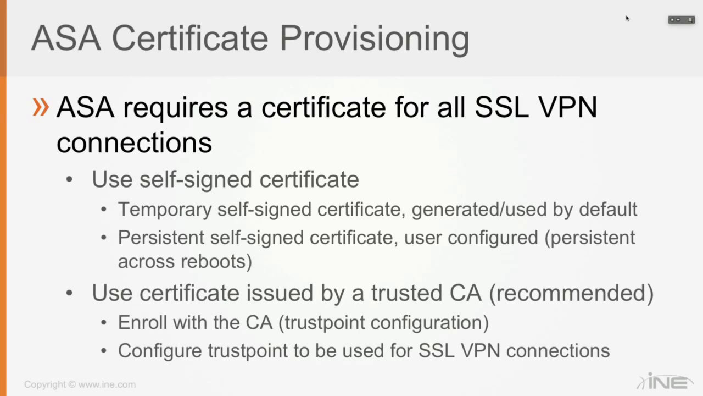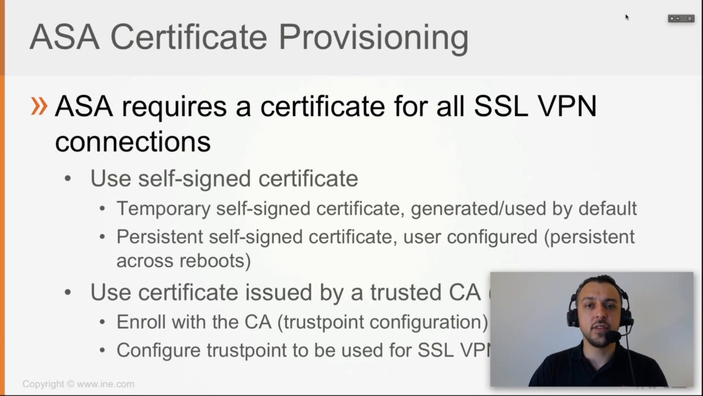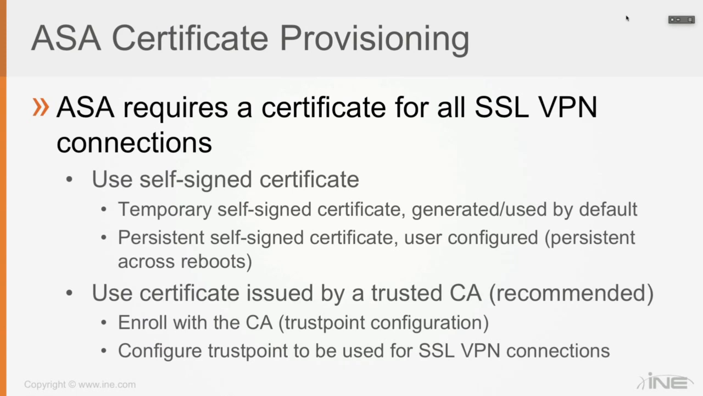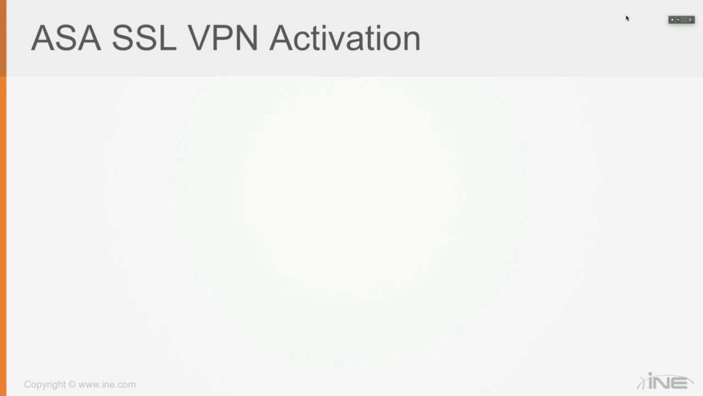So of course, in general, it's not good to use a self-signed certificate. It's recommended to use a certificate on the ASA which is issued by a trusted CA. But if you use the self-signed one, at least use the persistent one so it doesn't change across reboots. Or of course, you can use a certificate issued by a trusted CA, which is recommended, which means we have to enroll with a CA, do the trust point configuration, and then configure the trust point to be used for SSL VPN connections.